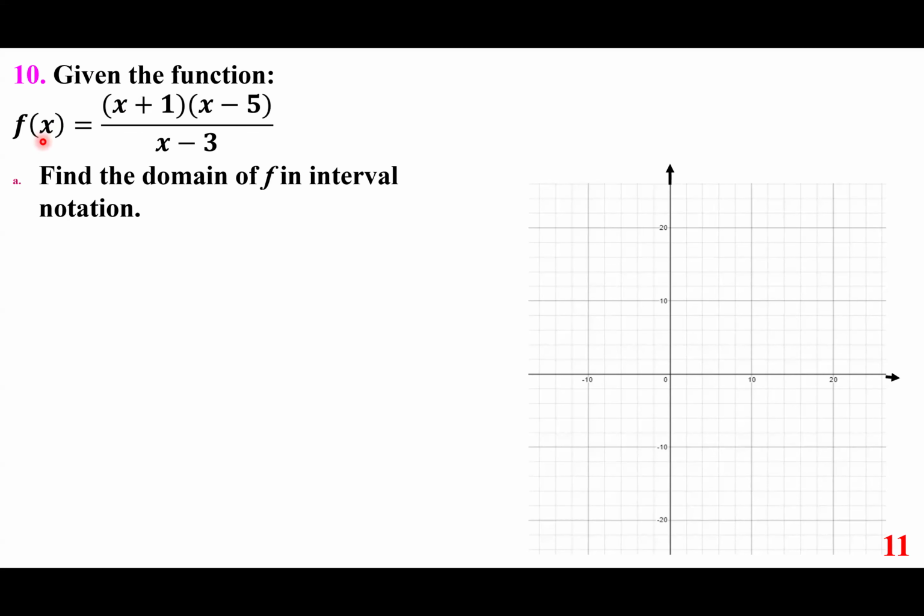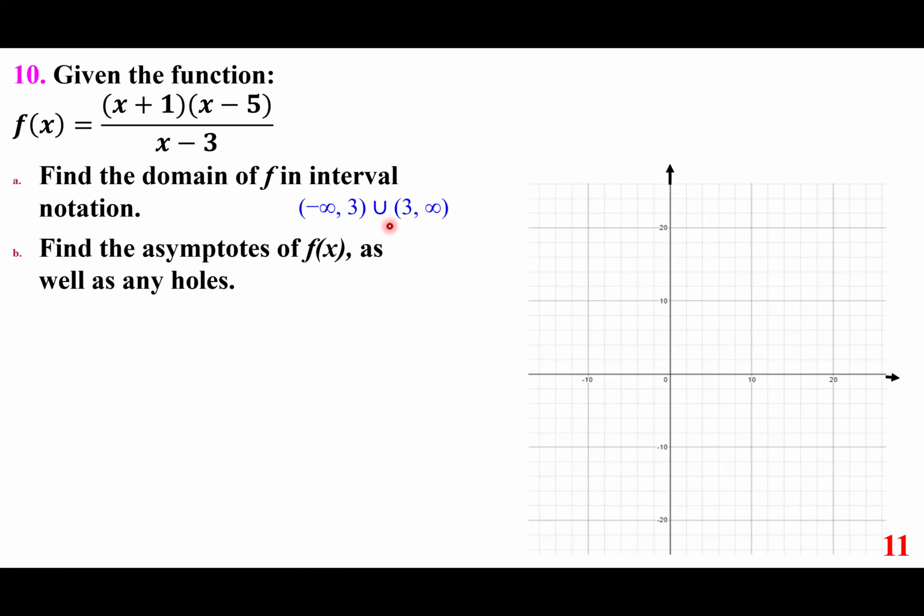Given the function f of x equals x plus 1 times x minus 5 over x minus 3, find the domain of f in interval notation and so forth. We want to do the same thing. Ultimately, we are interested in graphing this rational function. So we're going to go through the process. To find the domain, you set the denominator equal to 0, x becomes 3, and so you exclude that. Everything except 3: -∞ to 3, union 3 to infinity.